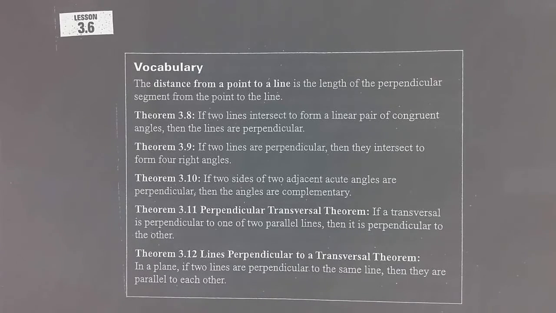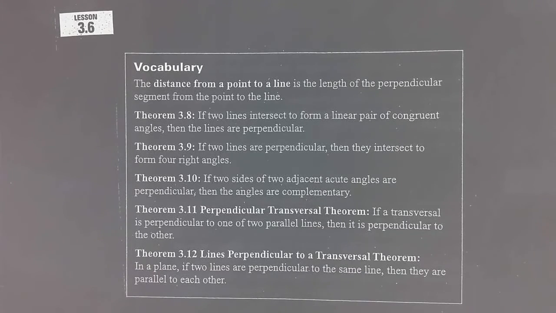Yeah, so on the back of your map paper, you're going to find section 3.6. There are some theorems about perpendicular lines that go with this section. Help me remember what perpendicular lines are, though. 90-degree angle. Okay, they intersect to form right angles, that's right.